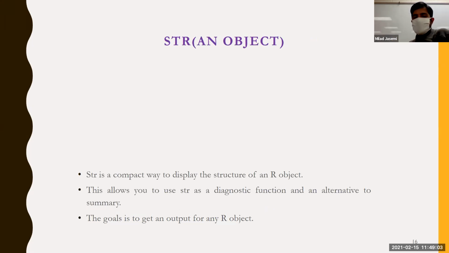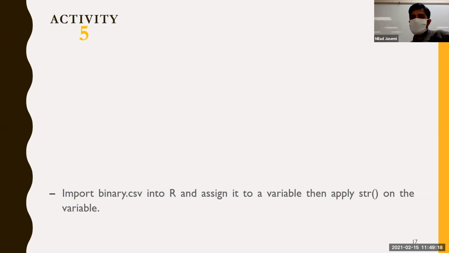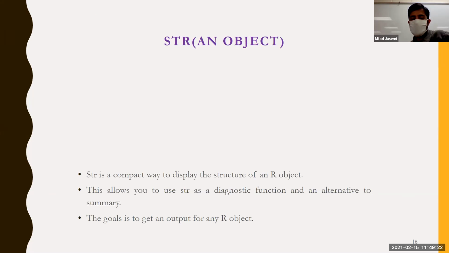Okay, another command that we have is str. You type str, which is some sort of initials for structure, and you put the R object. The R object definition is much simpler than objects in Java. Anything that you create in R is called an object. For example, in the previous slides with the activities, I created A and B. Both A and B are called objects here. So when you want to see a report on such things, str is a compact way to display the structure of an R object, for example, A and B. This allows you to use str as a diagnostic function and an alternative to summary. The goal is to get an output for any R object.